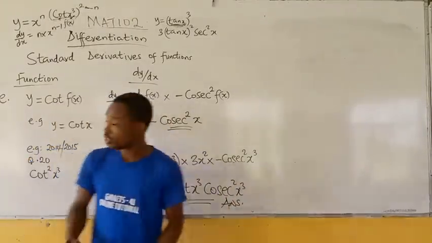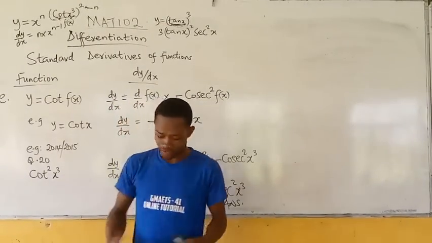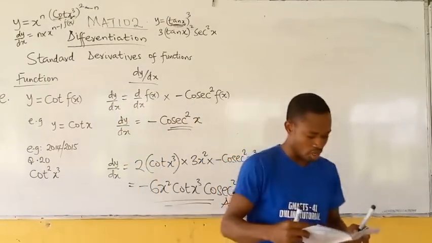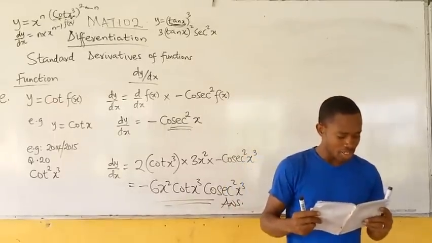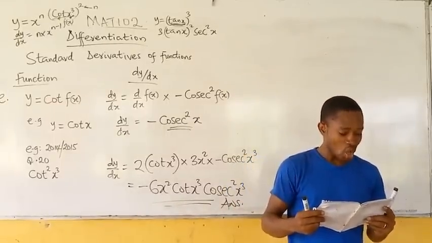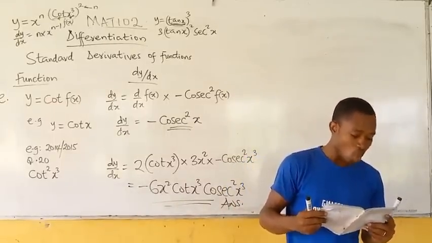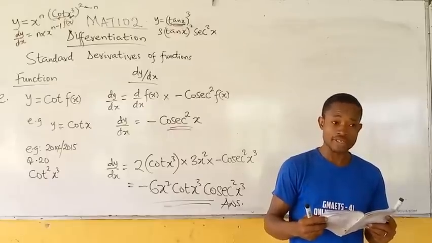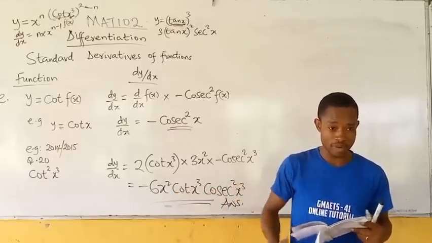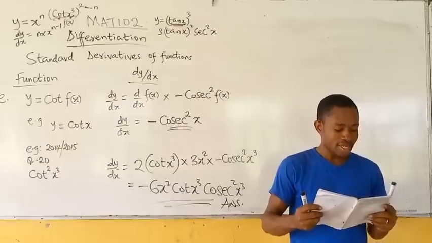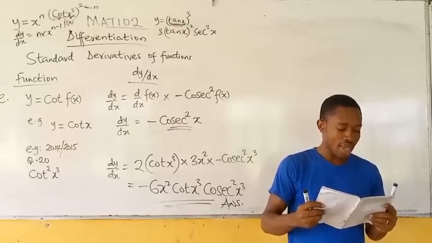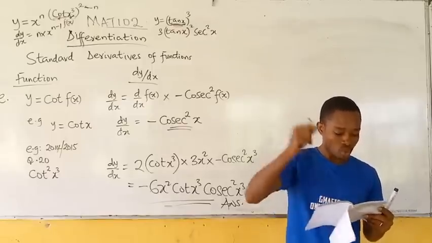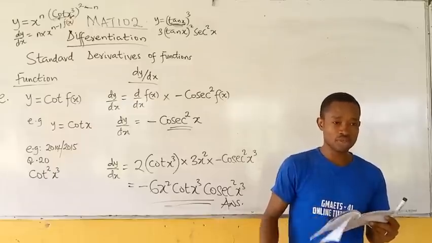And if you have a past question, you can trace this question. You have options there. I will just quickly read up the options. Option A is minus 6x squared, cot x cubed, sec square x squared. Sec square x cubed, rather. That is not the answer. We don't have any sec here. Are you getting me right? So B, 6 cot x cubed, sec square x cubed. There is no sec here.